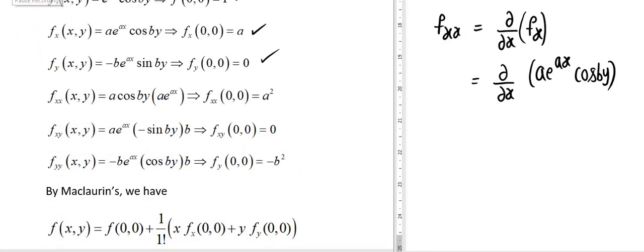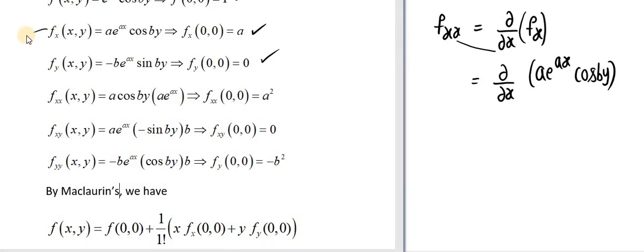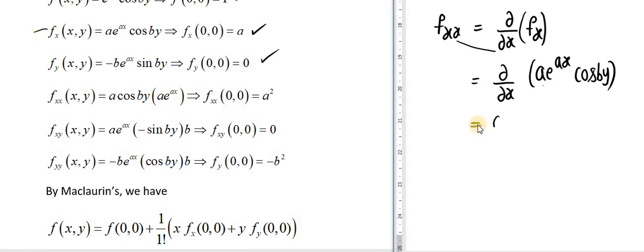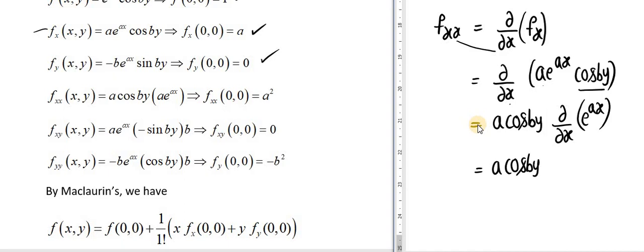Now I am going to find out f double x. F double x means dou by dou x of f_x. We know the value of f_x, that is a into e power ax into cos by. So a is constant. We are doing with respect to x. That's why cos by is constant. Remaining one is e power ax. E power ax differentiation is e power ax. Ax differentiation is a. So the value of f_xx is a square e power ax cos by.